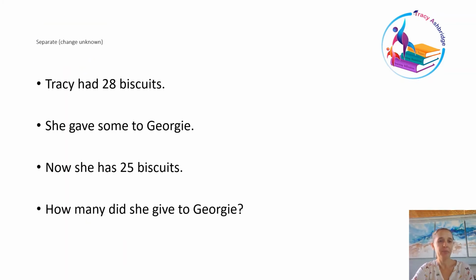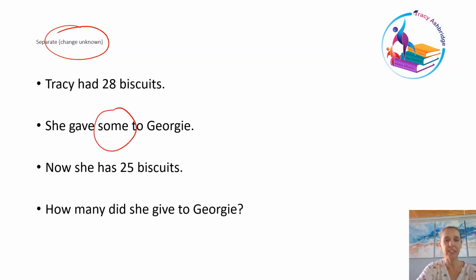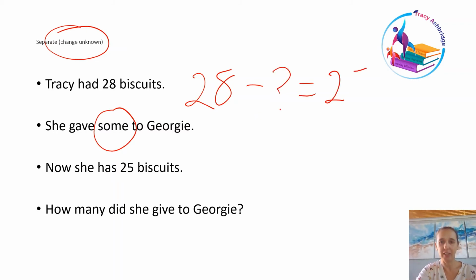In this one, Tracy had 28 biscuits, so the change here is unknown. We're still separating. So I've got 28. I'm going to give some to Georgie. Now, "some" is a number, and for some of my students, knowing that "some" is the missing number, or the number they're looking for, is really useful. So she had 28. She gave some to Georgie. There's my "some". And now she's got 25. How many did she give to Georgie? You could count back, you could count forwards from 25, and you could solve that to find out the answer is 3.